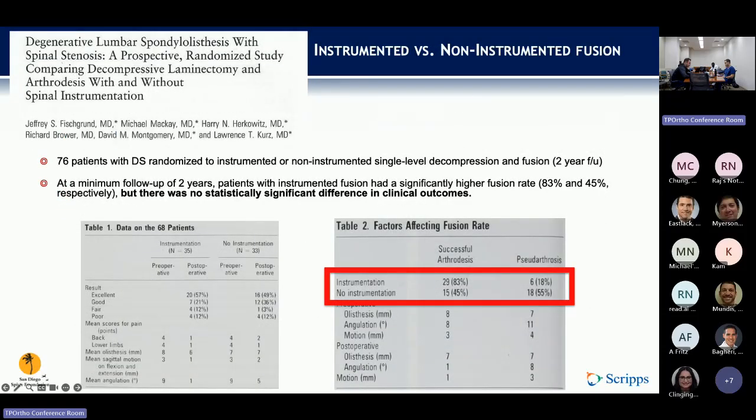It's another study. This was an interesting study. It looked at the difference in instrumented versus non-instrumented fusions for degenerative spondylolisthesis, and they had 76 patients that were randomized into instrumented or non-instrumented single-level decompression and fusion with a minimum 2-year follow-up. The patients that received instrumented fusion had a significantly higher fusion rate at 83% compared to 45% respectively. But I thought it was interesting, there were no significant differences in clinical outcomes at 2 years. One would assume that a pseudoarthrosis would have some sort of clinical differences, but again, the 2-year follow-up might not be enough time to capture these patients, so that's a limitation.